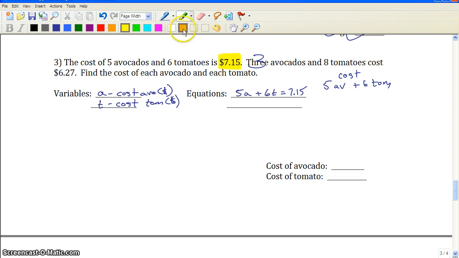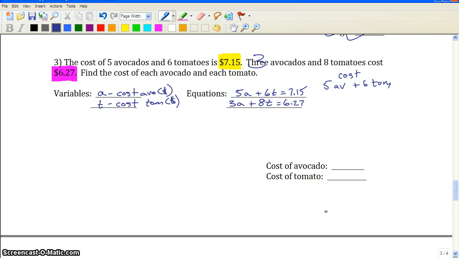Now the second equation is going to be pretty similar, because the total value we're given is again broken up by avocados and tomatoes and their costs. So it's going to be 3 times the cost of avocados for 3 avocados, plus 8 times the cost of tomatoes for the total cost of just the tomatoes. So we're going to do total cost of avocados plus total cost of tomatoes, which would be 3A plus 8T, and that's going to equal the total amount from that.